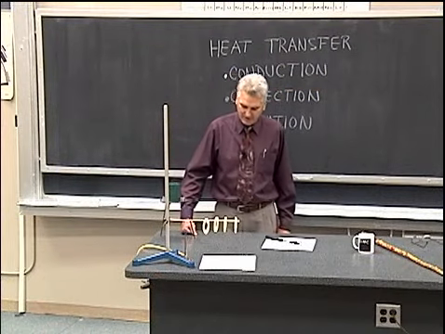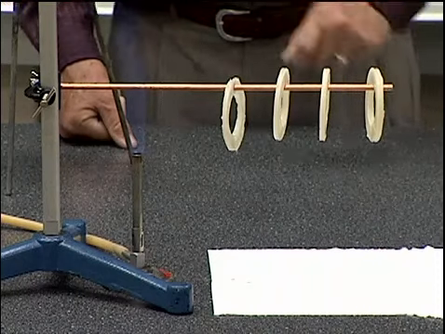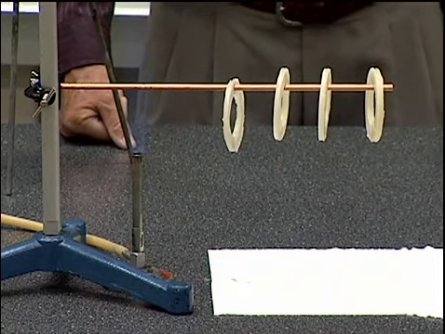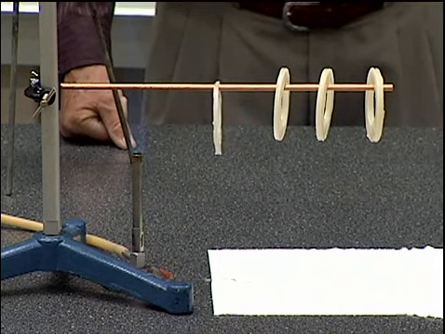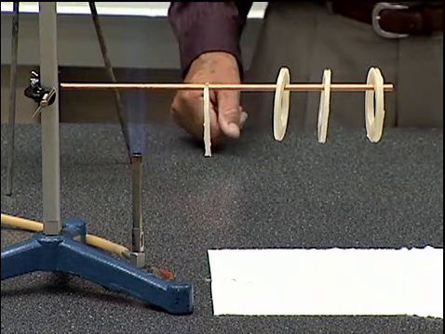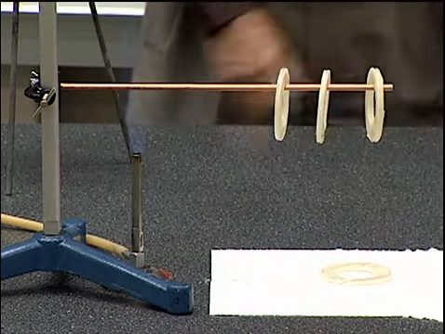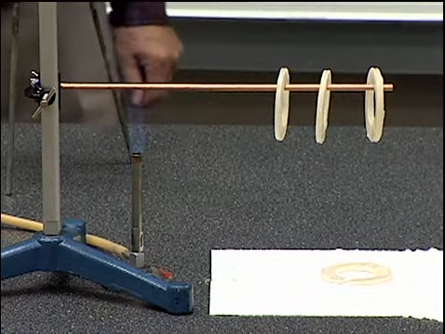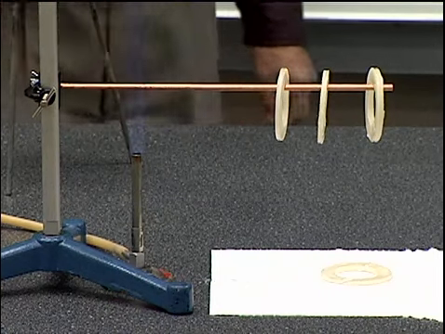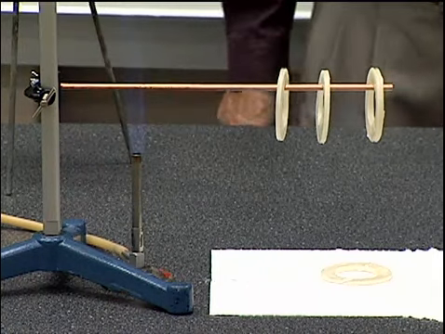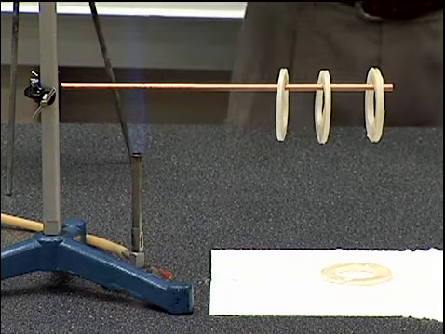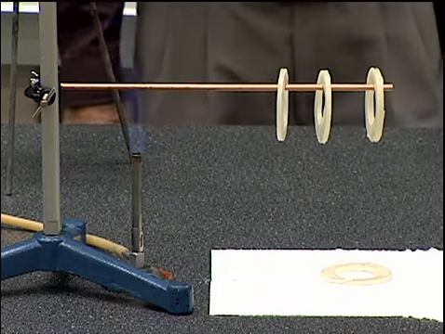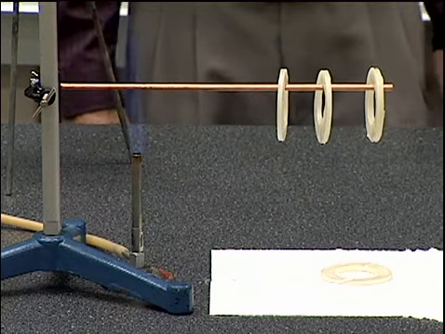As the heat conducts along the rod, we see the first ring now starting to melt, and that ring will melt and eventually slide along and then drop off. And then the next ring will receive the heat as the heat continues to transfer along the rod by the process of conduction. So the rod is conducting heat from the flame along the rod, and we see those rings sequentially drop off.